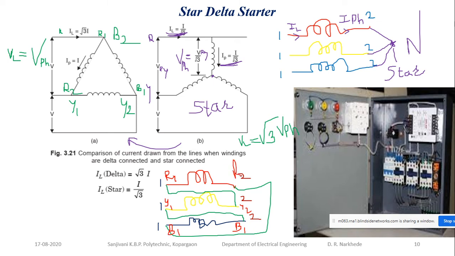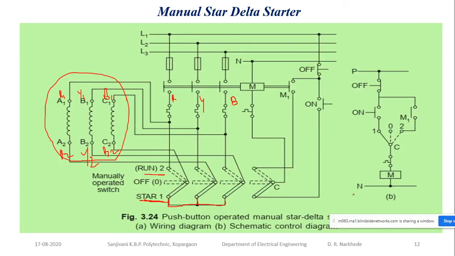So this is how your system is going to be connected. This is the power circuit for the manual star delta starter, and this is the control circuit for the manual star delta starter. So in the control circuit, what is going to happen over here? This is a toggle switch, a two-way switch, you're going to use over here. When the switch is at position number 0, the system is in the off state.